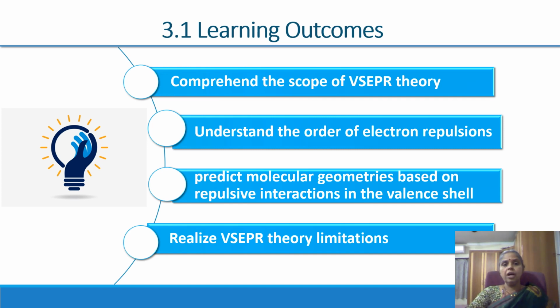you will also understand the order of repulsions between lone pair-lone pair, lone pair-bond pair, and bond pair-bond pair. You will also be able to predict molecular geometries based on the repulsive interactions between electron pairs in the valence shell of the central atom. And finally, you will also be able to realize the limitations of VSEPR theory.